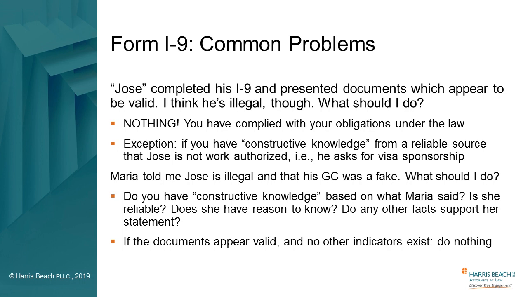Maria told me that Jose is illegal and that his green card was fake. What should I do? Well, do you have constructive knowledge based on what Maria said? Is she reliable? Does she have a reason to know that? Do any other facts support her statement? So that's going to require some investigation on your part. You don't want to take rash action. You don't know what the relationship is between Maria and Jose, so you're going to have to investigate that. But if the documents appear valid and no other indicators exist, you do nothing.